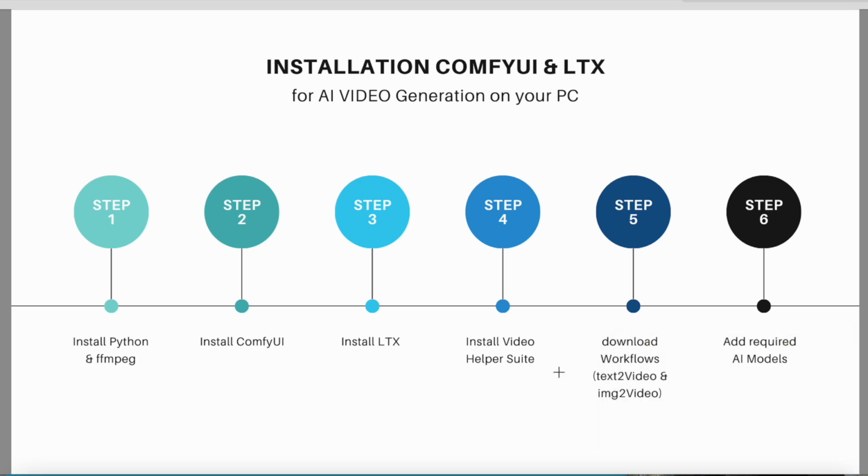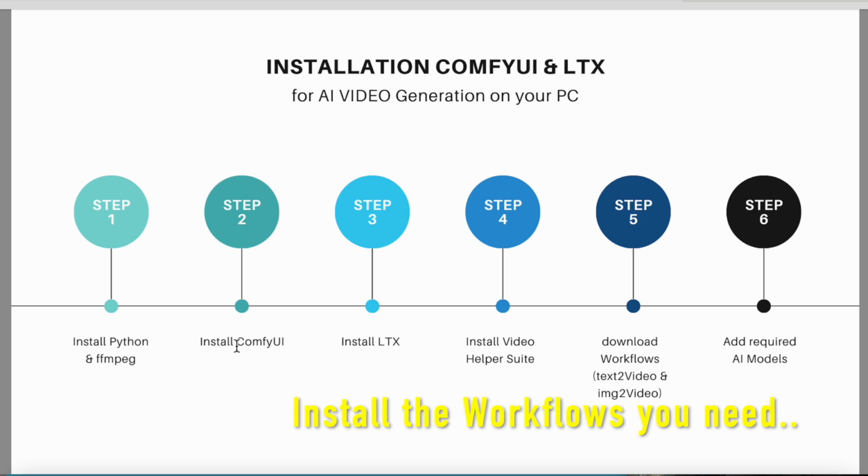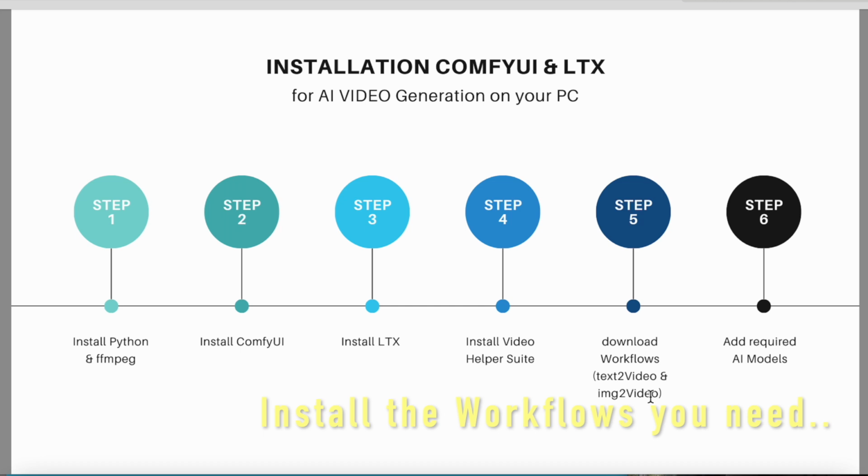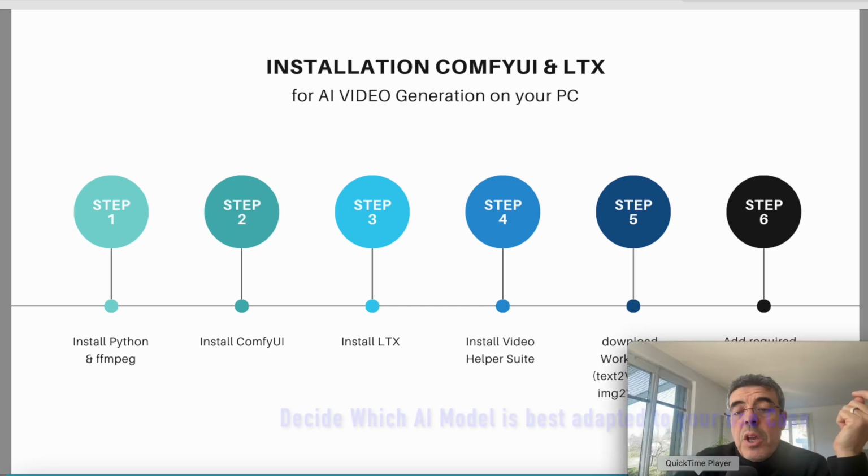Then you can start downloading the workflow you need, which means if you want to generate videos from text, you install the ComfyUI workflow for text to video. If you want image to video, you install the workflow image to video. And there are a lot of workflows which you can download and use without needing to create your own workflows.